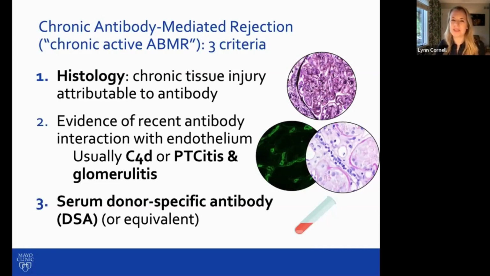Second, we need evidence of recent antibody interaction with the endothelium. This is usually C4d, but we can also use peritubular capillaritis and glomerulitis as evidence of that antibody interaction. And third, donor-specific antibody, or DSA, which is usually against the HLA expressed on the endothelial surface.